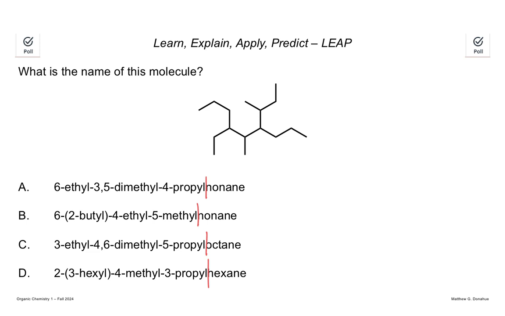So just to wrap up here, I think if we start here at the top left, 1, 2, 3, 4, 5, 6, 7, 8, 9, the longest chain is going to be 9. So that will eliminate C and D. And then between A and B, you sort of have to do this 2 ways.